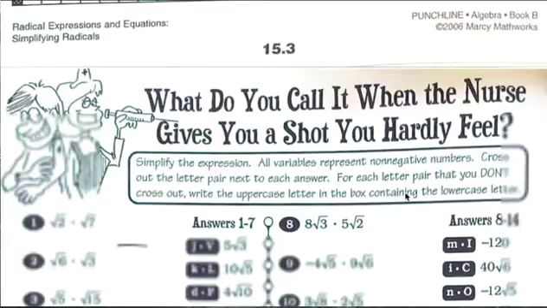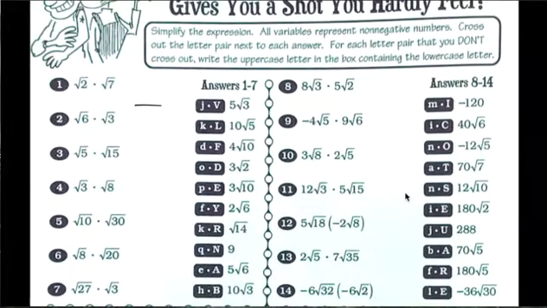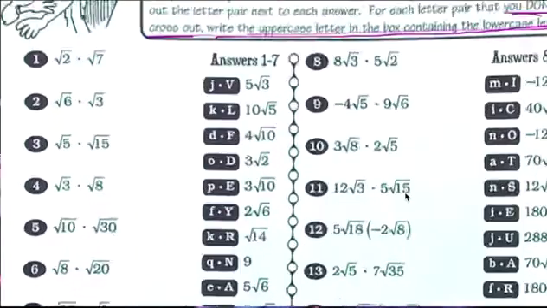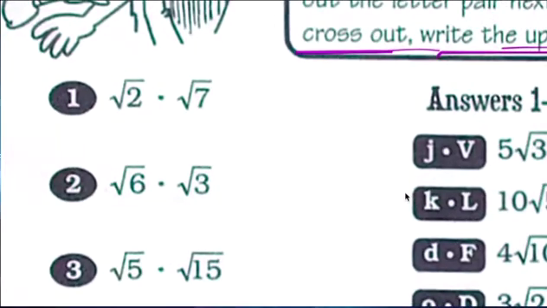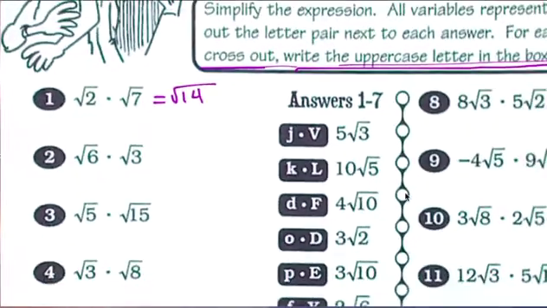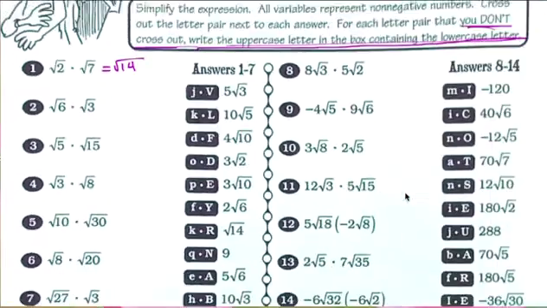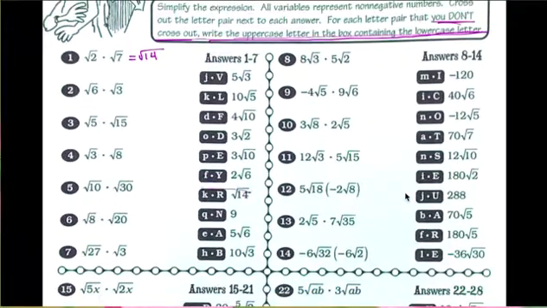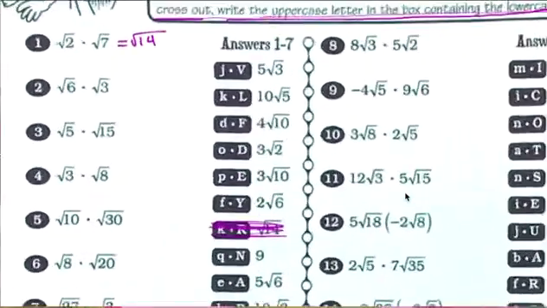And then also on the back, read the directions. So write the uppercase letter, lowercase, that you do not cross out. So this one here, when you have two square roots, you can multiply them. So square root of 14 is not a perfect square, is irrational. So that's our answer. Can't do anything to it.